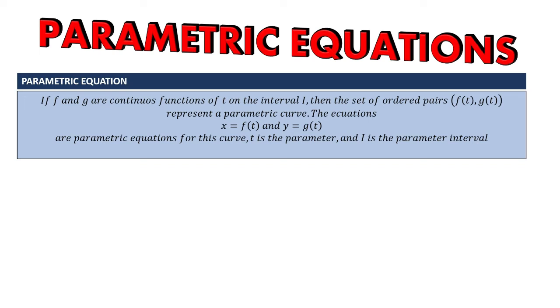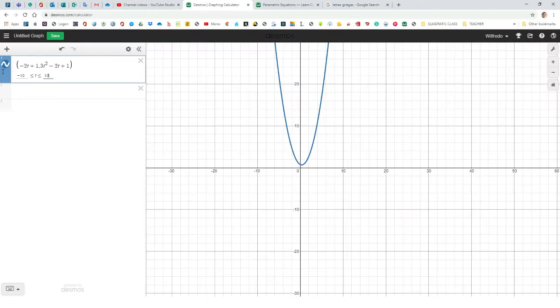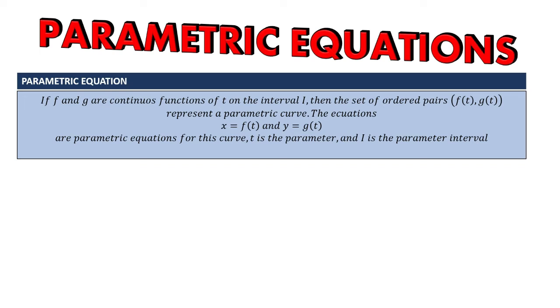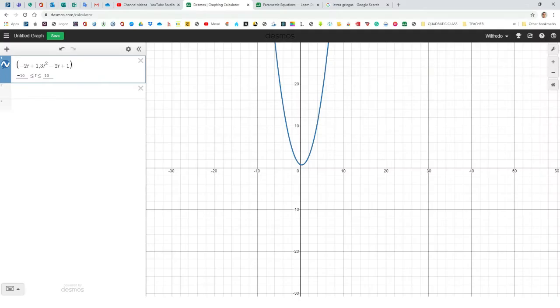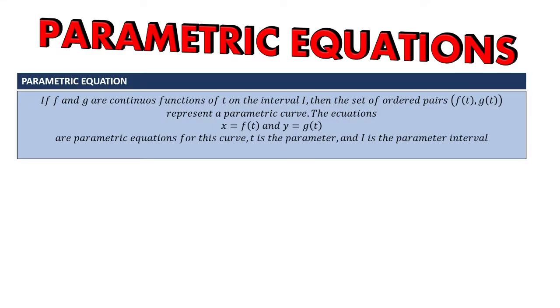If you have two functions f and g, and they are continuous functions of t in the interval I, then in our example, this expression here is the function f, this is the function g, t is the variable, and the interval is between negative 10 and 10. Now, the ordered pair f(t) and g(t) represent the parametric curve, and the equations x equals f(t) and y equals g(t) are parametric equations of this curve. t is a parameter and I is the parameter interval.